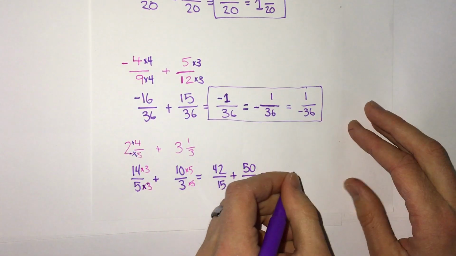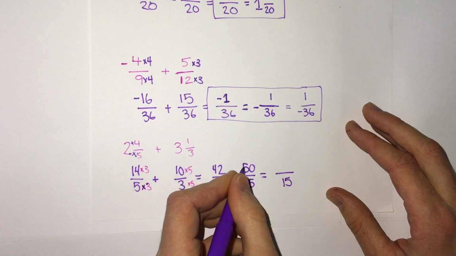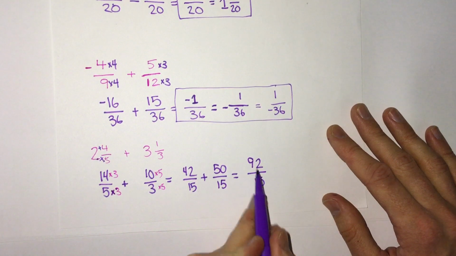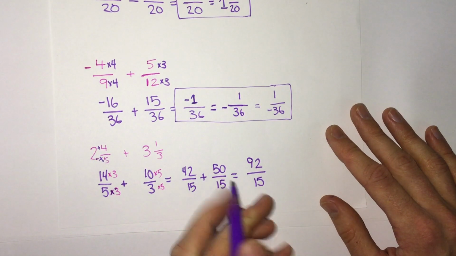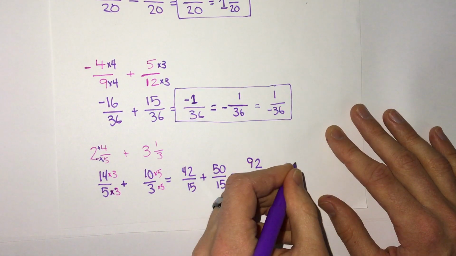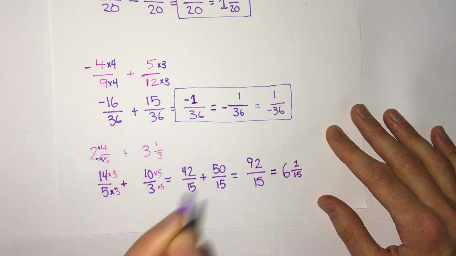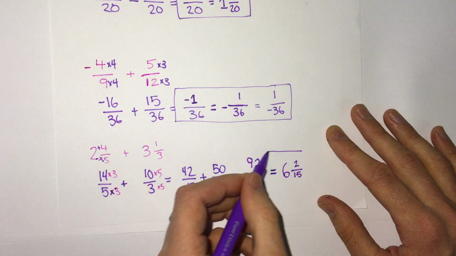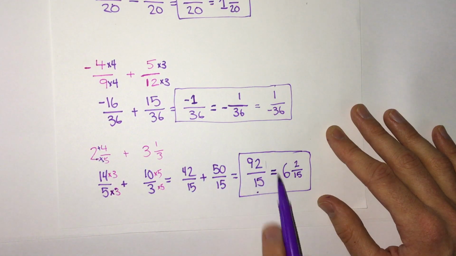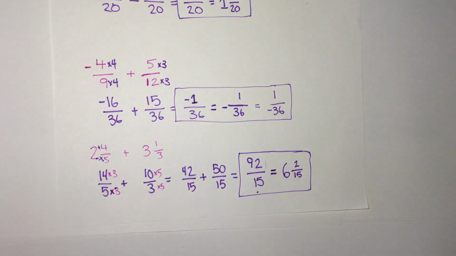So again, our answer will be 15ths. 42 plus 50 is 92/15. So looking at that, it doesn't seem like anything goes into both. We can check by changing to a mixed number. 15 goes into 92 6 times with 2 left over. So we get 6 2/15. Either of these answers are okay. It's okay to leave it as an improper fraction, and you'll find later on in algebra, often we prefer this over a mixed number, but either answer is fine here.